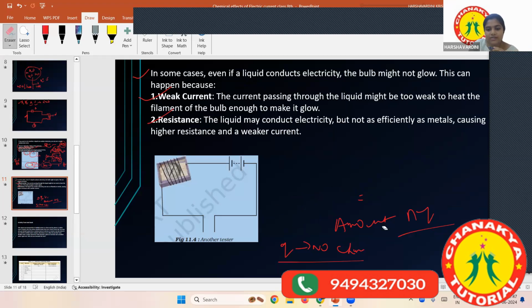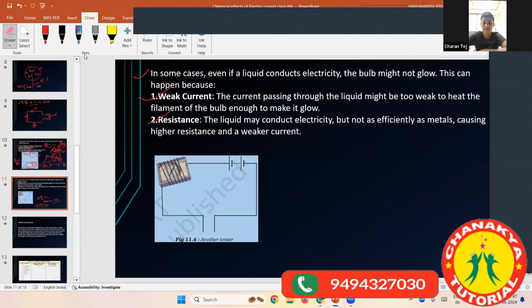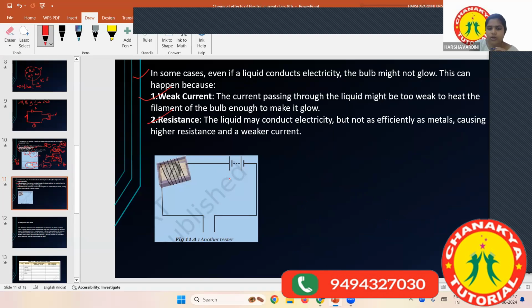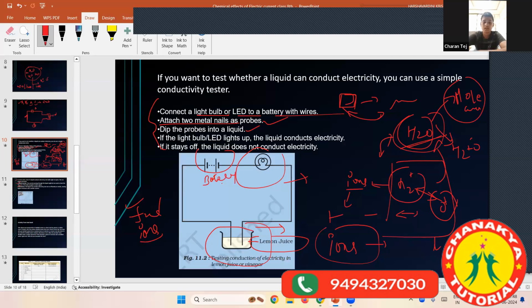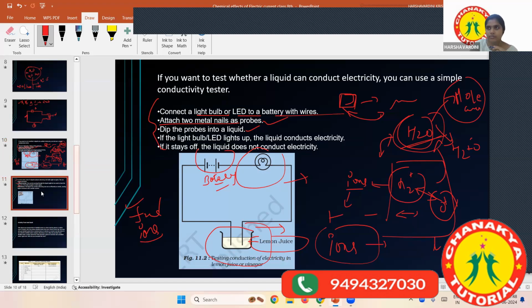Anyone can answer? Ma'am, I have a doubt. In some cases, may it happen because of the cells, ma'am? You're asking about cells. So this is a battery. Yes, ma'am. The battery is going to be a driving force. This is the lemon juice and this is the bulb. So we're testing the conduction of electricity, whether the electricity is there or not.